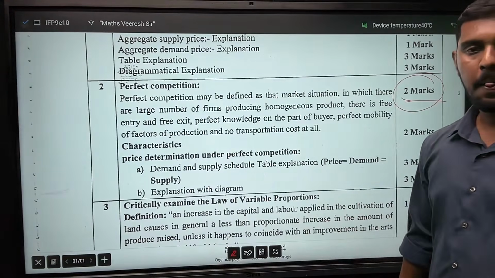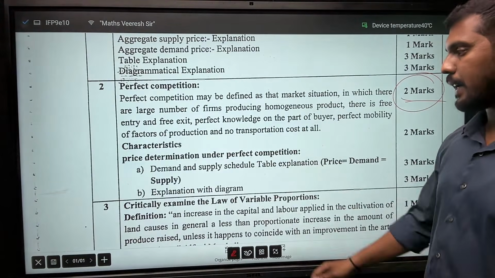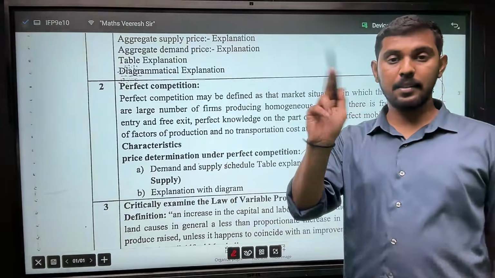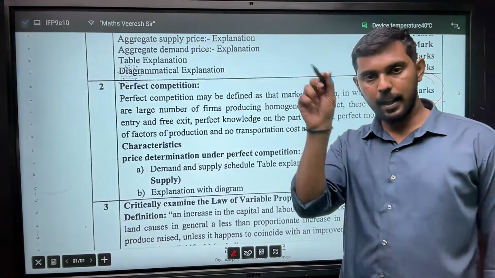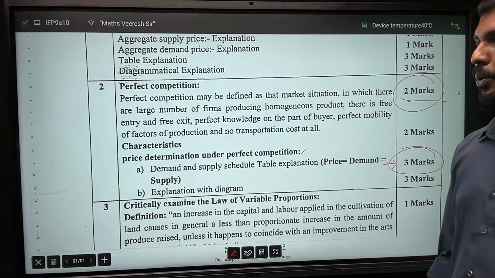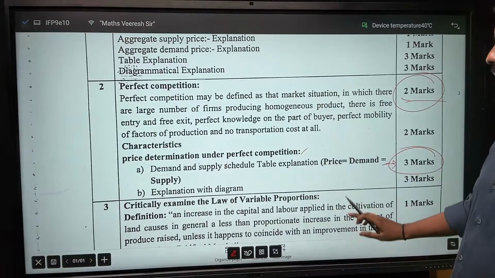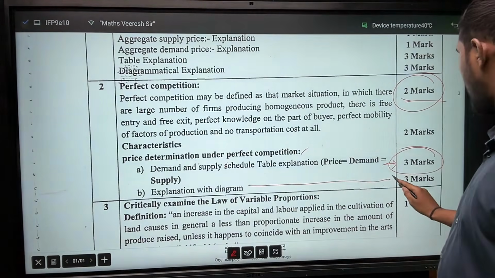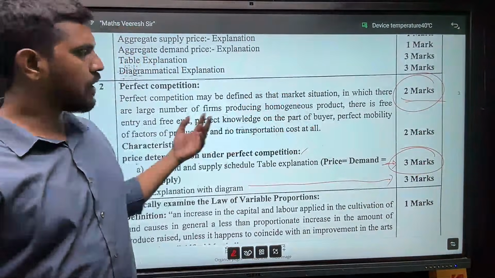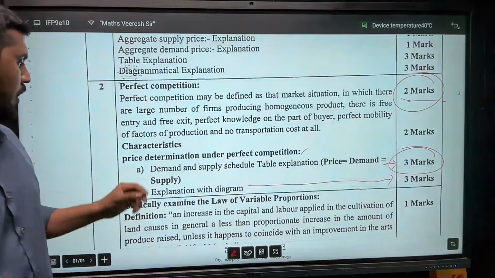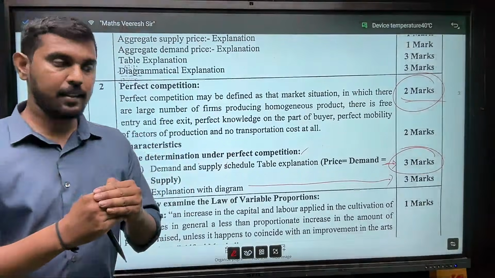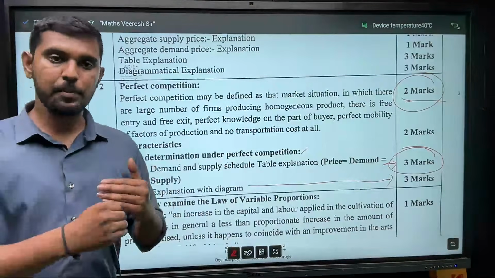Right? After that, if you write characteristics, price determination in perfect competition, and the demand and supply schedule. If you draw the demand and supply table, he will give 3 marks over there. Right? And graph explanation 3 marks. In total, write the introduction, and if you want to write characteristics, write 4 characteristics, then the demand and supply table with an explanation under it gets 3 marks. Then the graph explanation gets 3 marks.